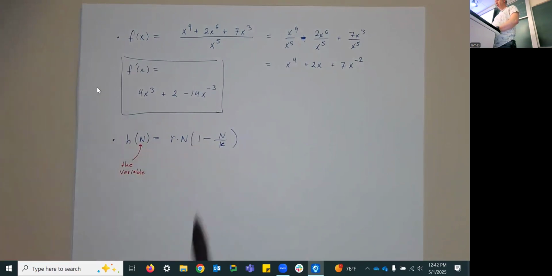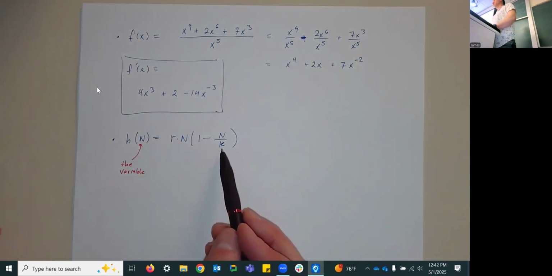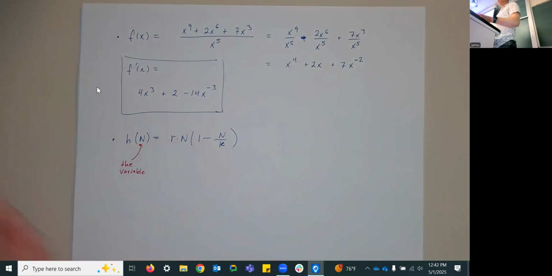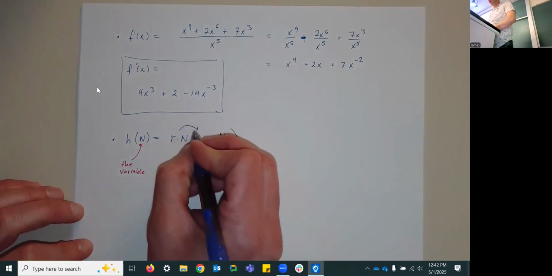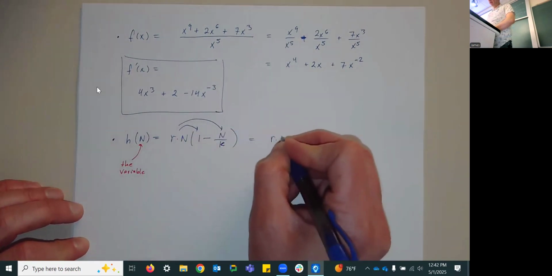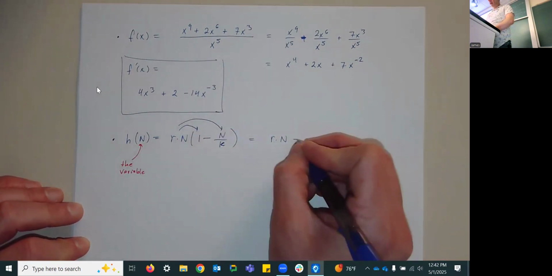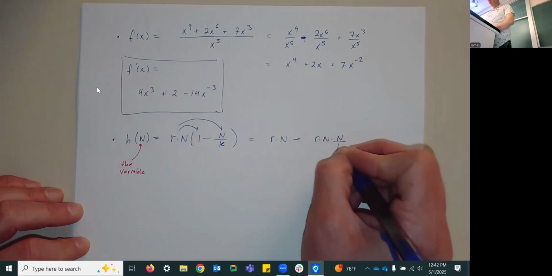So here we're thinking that R is a constant. It could be something like 2. And K is also a constant. It could be something like 3. So I'm still going to multiply this out. I'm going to distribute my R times N to each of those two terms. So I'm going to get R times N times 1 minus R times N over K.